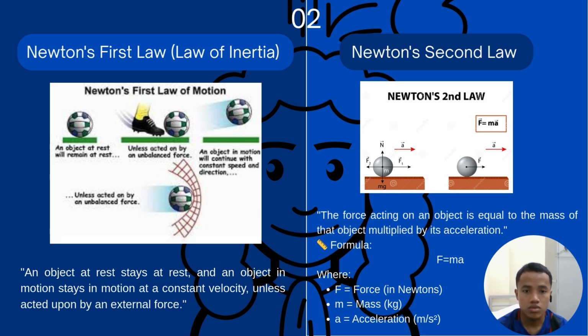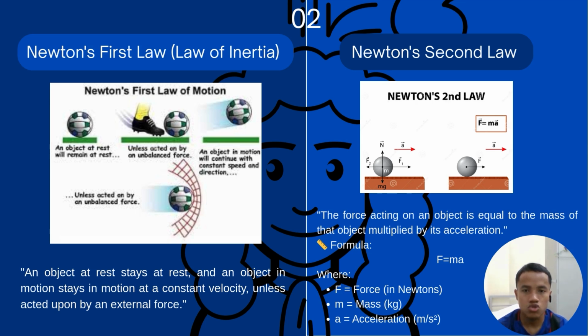Newton's second law, F equals m multiplied by a. Newton's second law is summed up by the equation F equals m times a. Force equals mass times acceleration. F is force measured in newtons, m is mass measured in kilograms, and a is acceleration measured in meters per second squared.